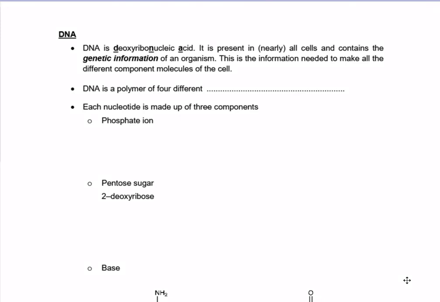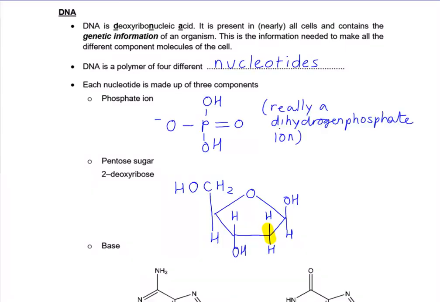DNA is a polymer made up of 4 different nucleotides, and each nucleotide has 3 different components. It contains a phosphate ion, a pentose sugar, which contains a 5-membered ring, and a base. You do not need to know the structures of all of these components of the nucleotide, as they are given on the data sheet. What you do need to know is how they join together to form the nucleotide.